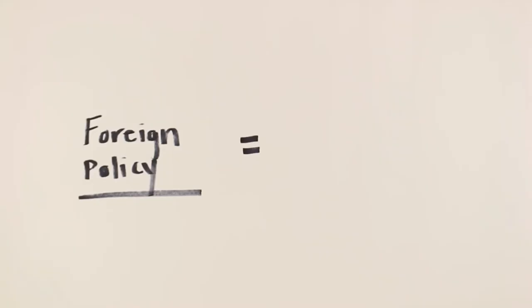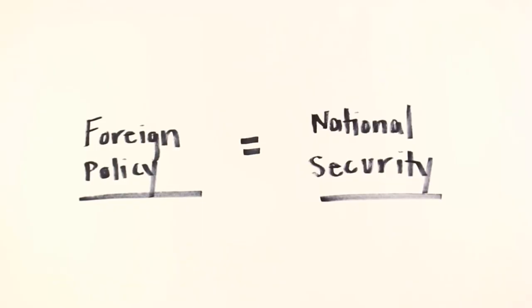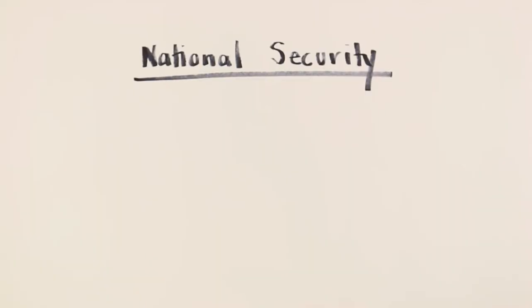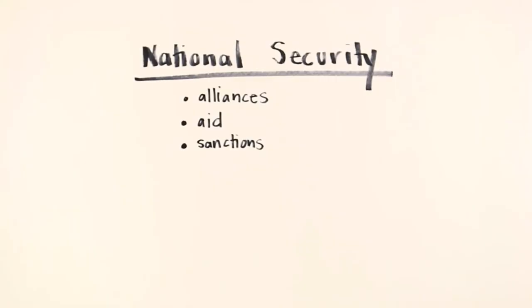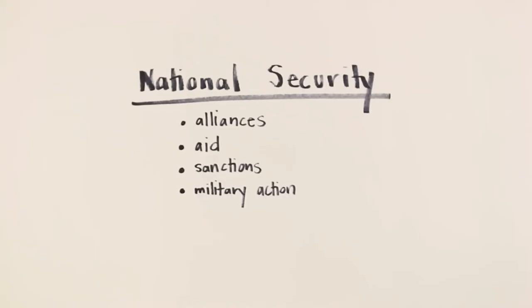Today, the main purpose of U.S. foreign policy is to maintain national security. There are several ways the government works to achieve this, and we're going to look at four of them, including alliances, aid, sanctions, and military action.